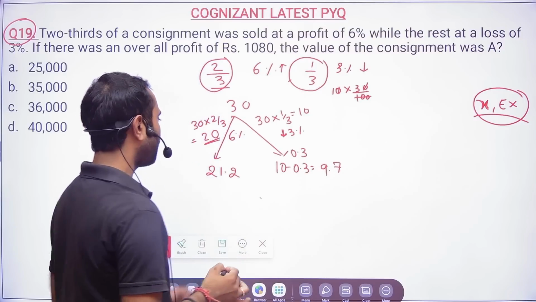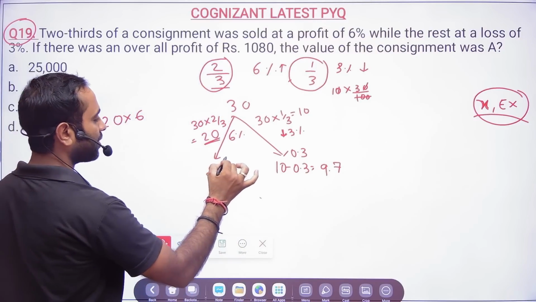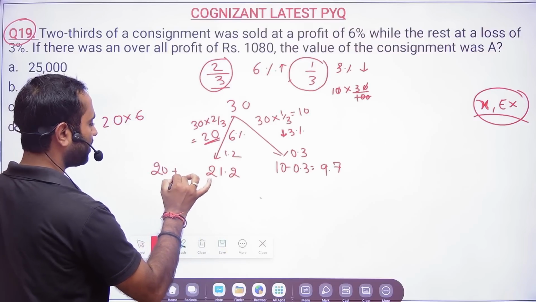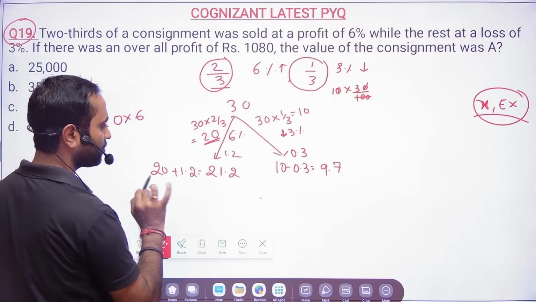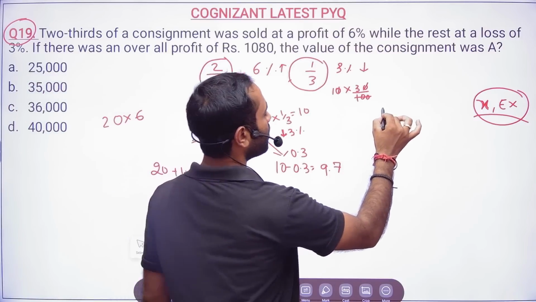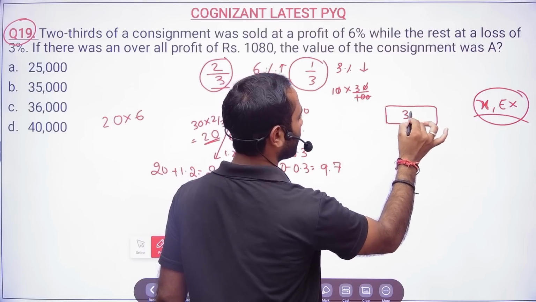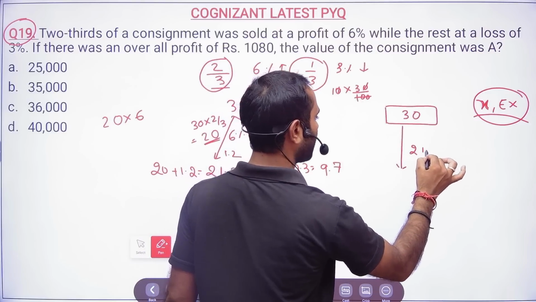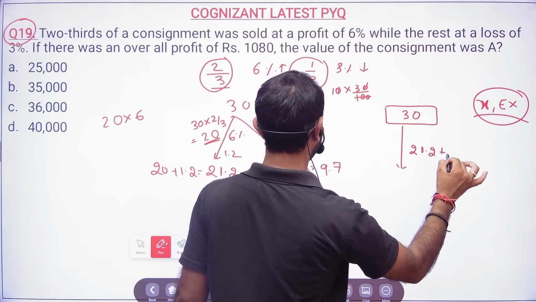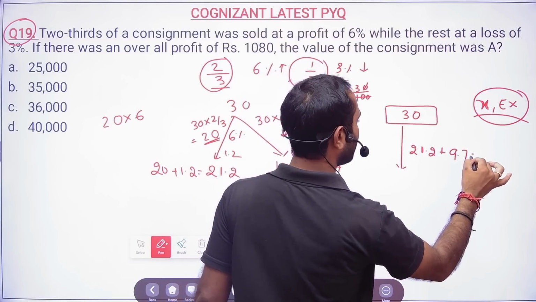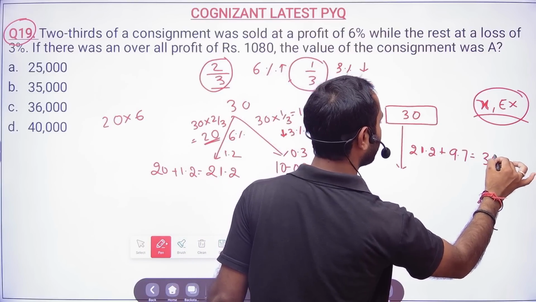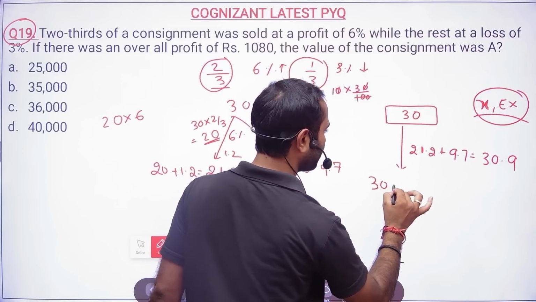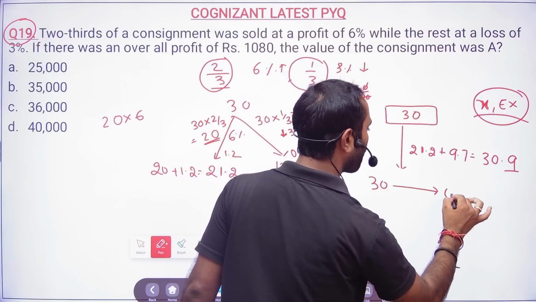Okay. And here what we have done, 6% is nothing but 1.2, so we have added it to 20. This is a profit, so 20 plus 1.2. So you had actually 30 rupees. And when you sold, it is 21.2 plus 9.7. So basically, when you had 30 rupees, you got a profit of 0.9.